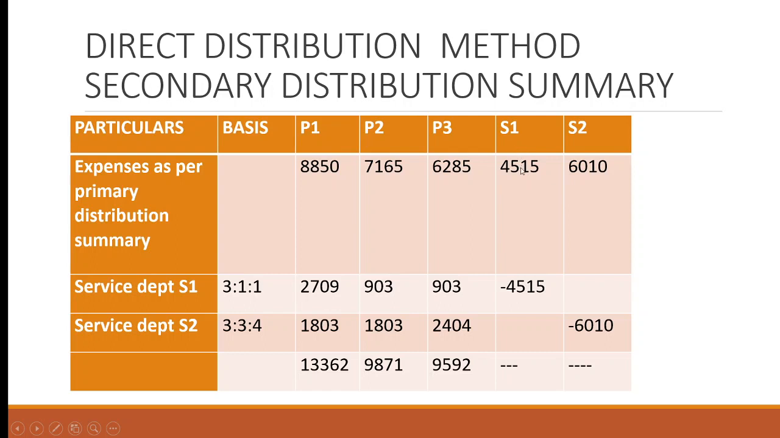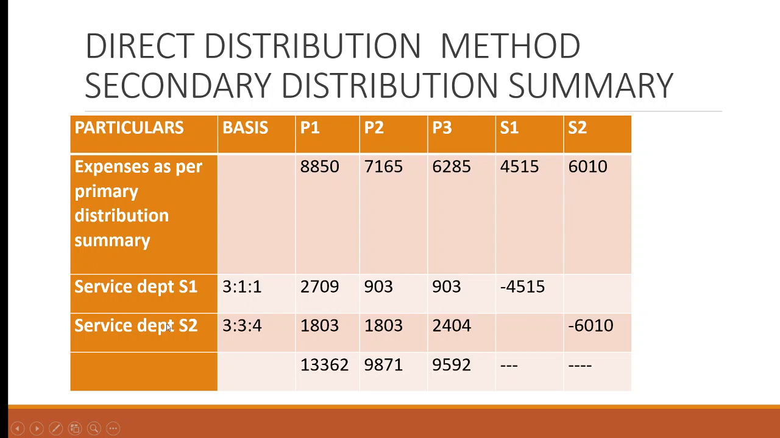So S1 department, it is 4,515, so minus 4,515. So for service department S1, what is the ratio? 3:1:1. It's given. So 4,515 into 3 divided by 5. The total of the ratio is 5, that is 3 plus 1 plus 1. So how do you find out? 4,515 into 3 divided by 5, that is 2,709. Again 4,515 into 1 divided by 5, 903 for P2 as well as P3 department.